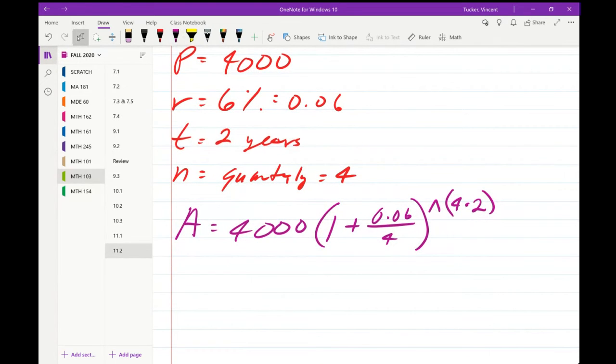So you put that in the calculator, and you should get 4,505 dollars and, of course, 97 cents. Once again, make sure you know how to use your calculator. And if you have any questions about doing so, make sure you get with me so I can help you out.